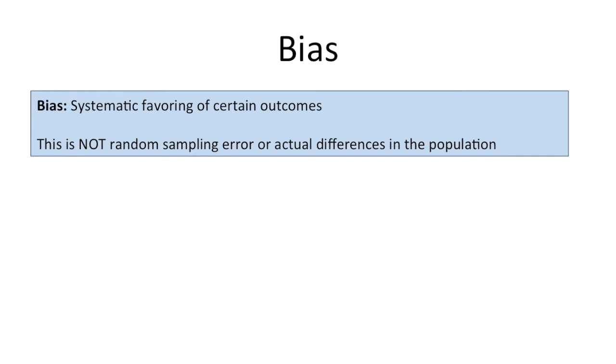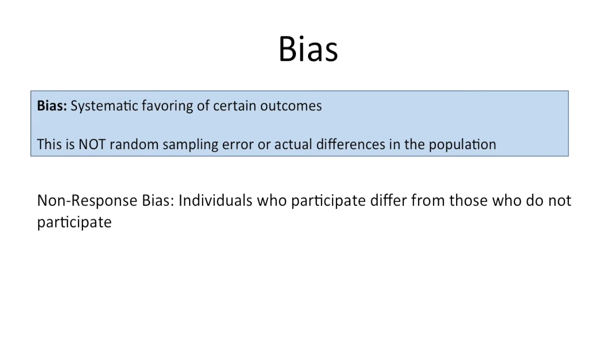Next, we'll learn about bias. Bias is a systematic favoring of certain outcomes. This is not random sampling error or actual differences in the population. We'll learn about non-response and response bias this week. With non-response bias, individuals who participate differ from those who do not participate.